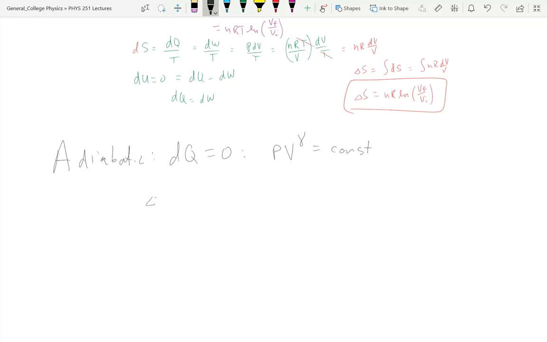Let's start with easy. Delta S is equal to the integral of dS, which is the integral of dq over T. If dq is 0, what does that give us? If dq is 0, what does this integral give us? Gives us 0. So the change in entropy is real simple for the adiabatic. But then we have the work.